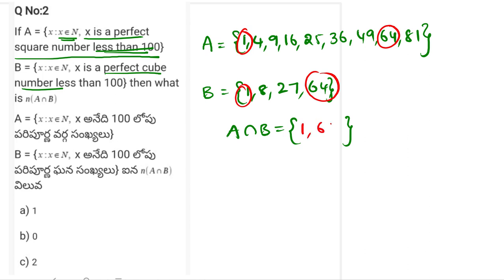So 1, 64. Number of A intersection B, how many numbers we have in A intersection B? We have only 2. So option C is correct in this case. Let us go to the next problem.